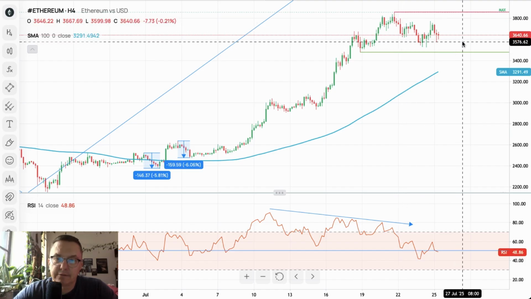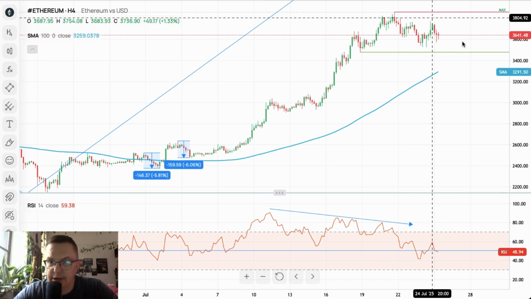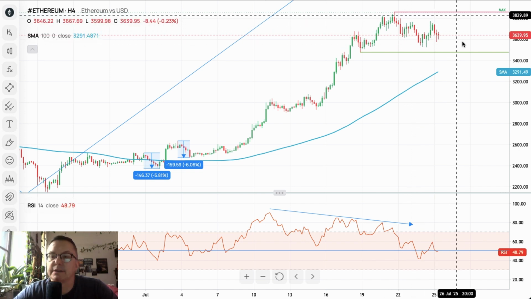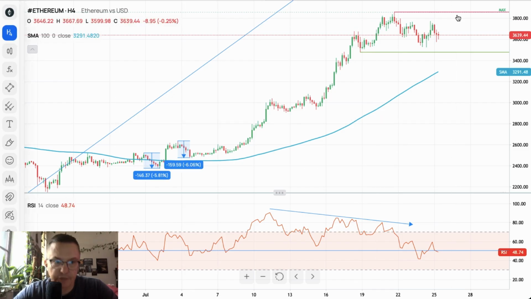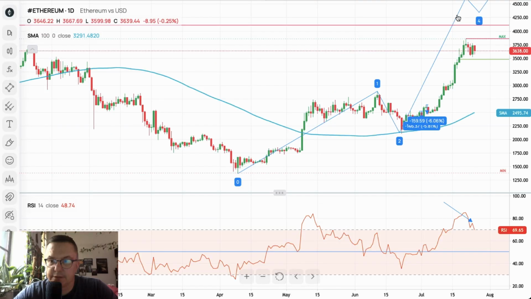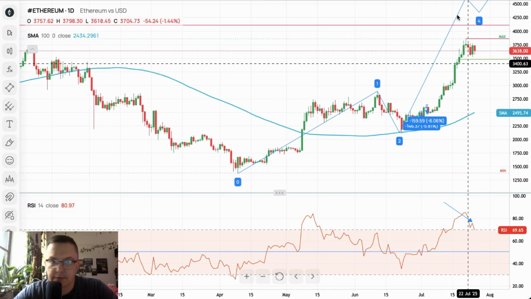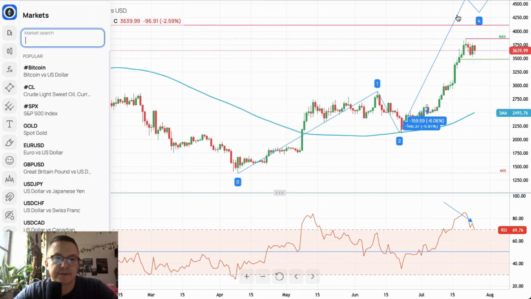So it's a time for a correction, for range trading. When we are done with this, then of course the market might move higher and continue the uptrend. If we take a look at the daily time frame chart of Ethereum, we can clearly see that the trend is up. Right now, a little bit of a correction is taking place.